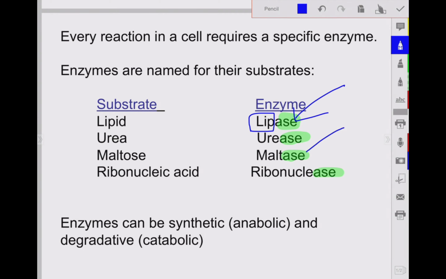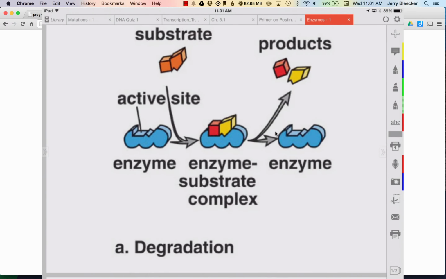So maltase would break down maltose into a couple of glucoses. Urea is broken down by urease. Even RNA can be broken down by RNases, or in that case, a ribonuclease. It just depends on what we're looking at. Are we trying to build something up, right? You studied DNA polymerase. Well, okay, so that's an anabolic enzyme.